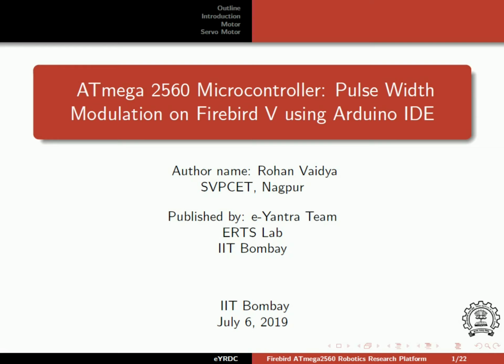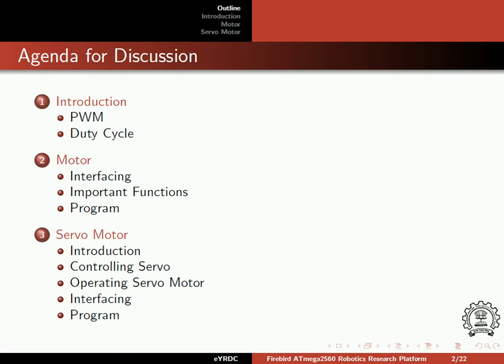Hello friends, welcome to the video tutorial on Firebird 5 robotic research platform. This platform is based on Atmega 2560 microcontroller which belongs to AVR architecture family. In this tutorial, we will learn pulse width modulation on Firebird 5 using Arduino IDE. Now, let us see the agenda for discussion in this tutorial.